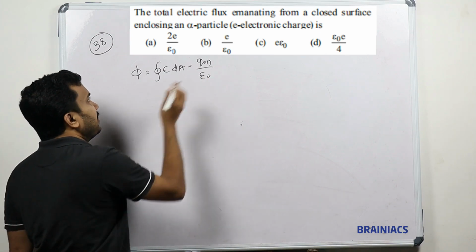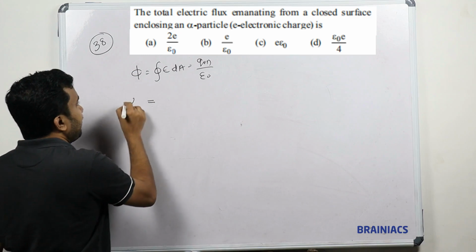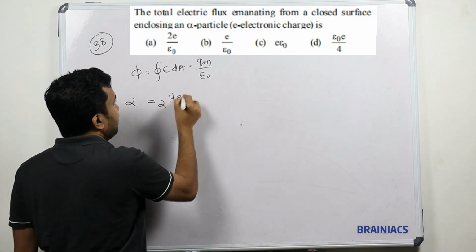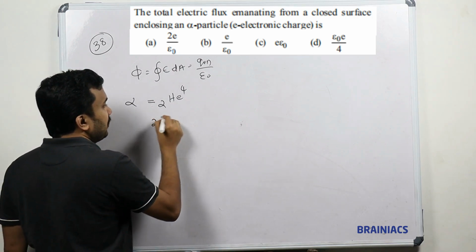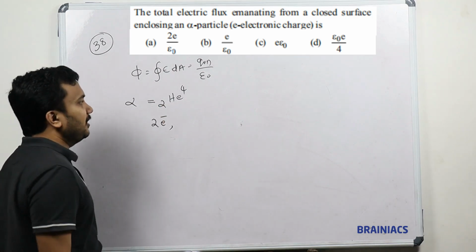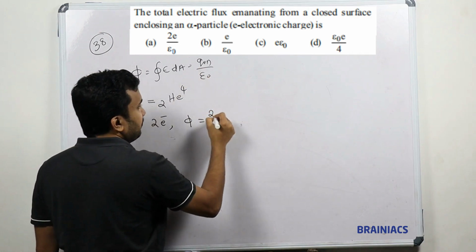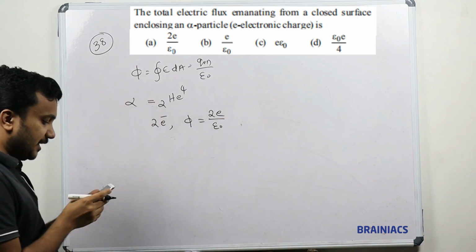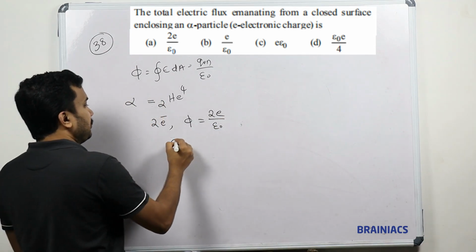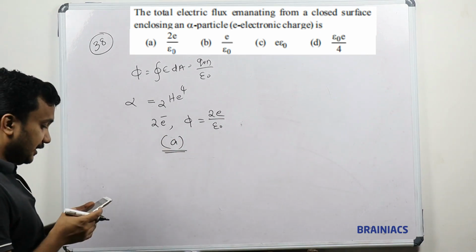Here the question is speaking about an alpha particle. Normally an alpha particle we write as 2He4. So which contains how many protons? 2 will be there. So 2 is the atomic number. So in this case, flux will be equal to Q enclosed, meaning 2 electronic charge, divided by epsilon naught will come as the answer. So this matches with option A. So option A is the right answer for question number 38.